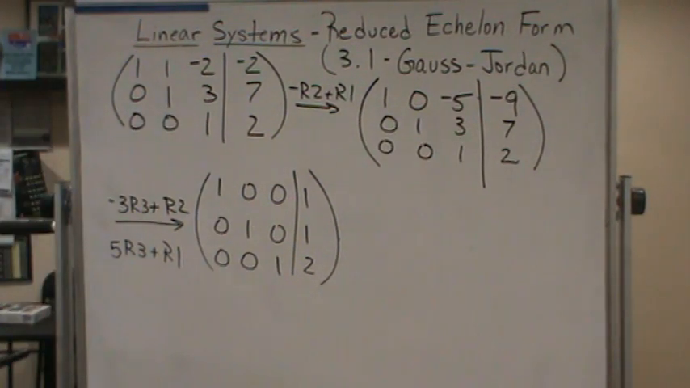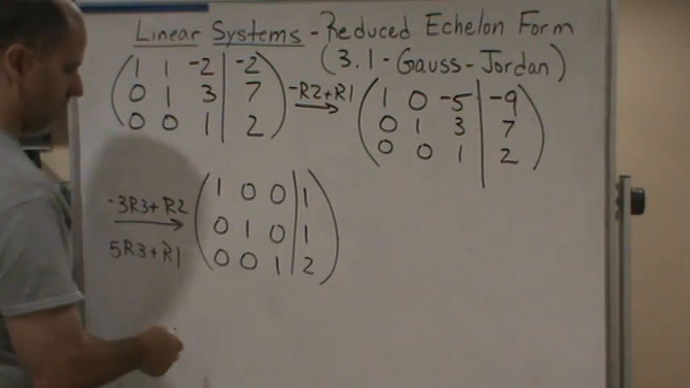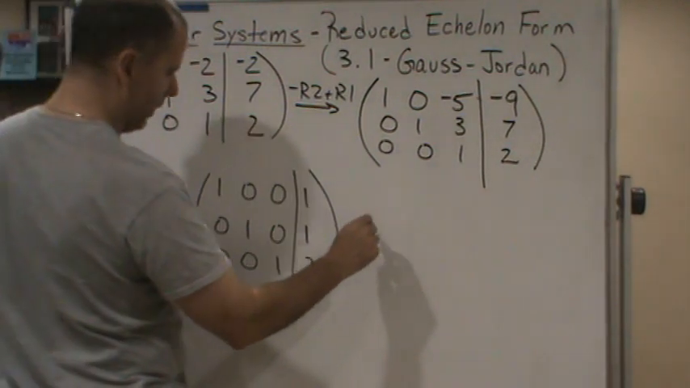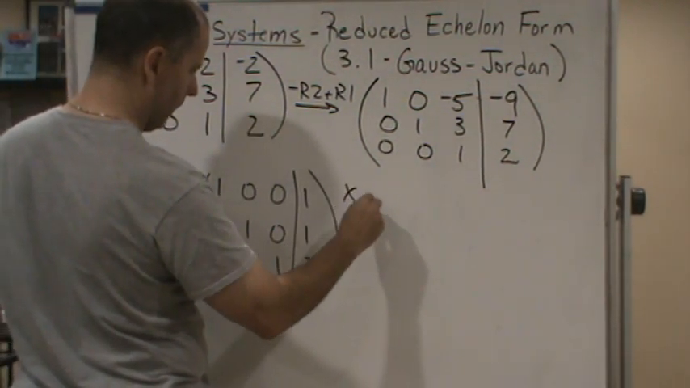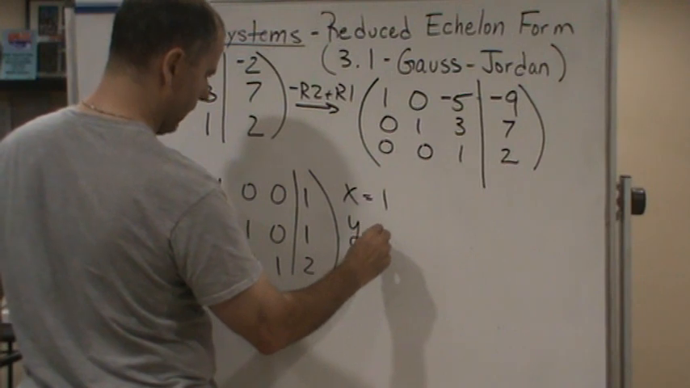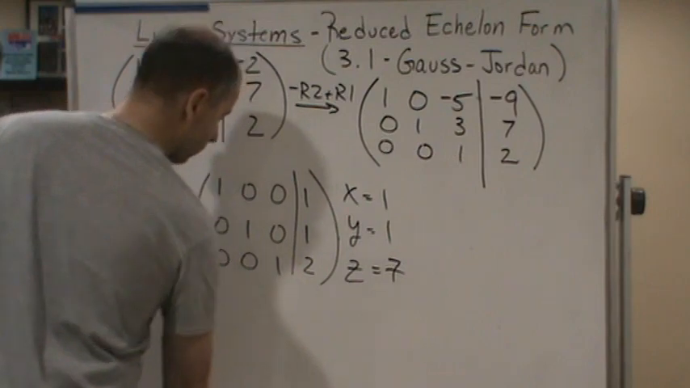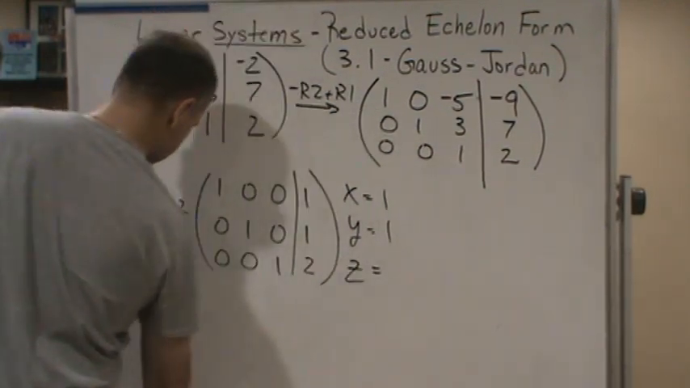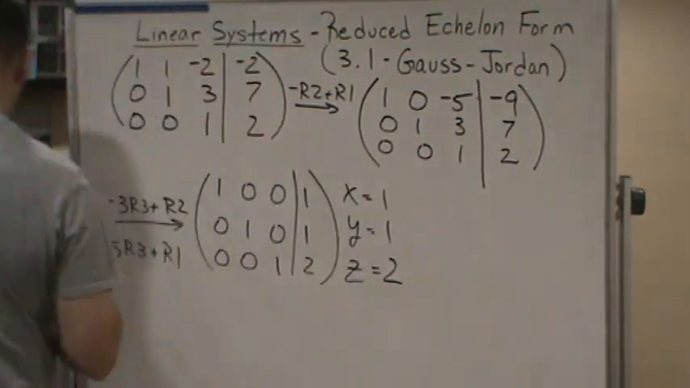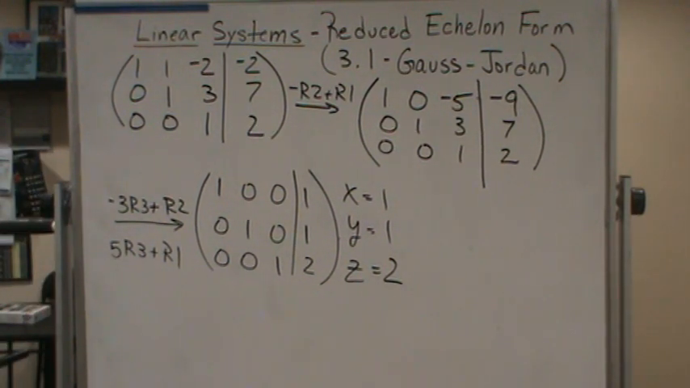And now look at what I have. I have this matrix, and I can't reduce it any further. And I can easily solve this because what does this tell me with the diagonal ones? That's telling me X is equal to 1, Y is equal to 1, Z is equal to 2. And we're done.